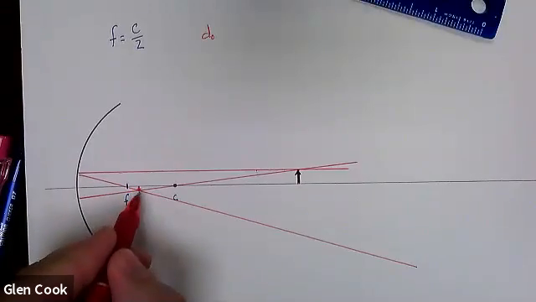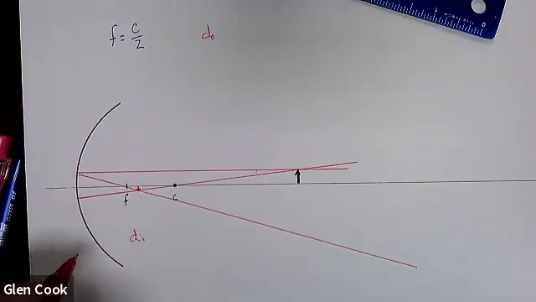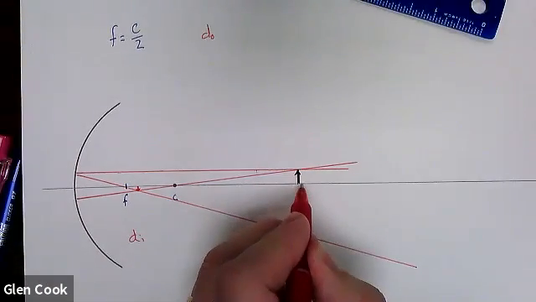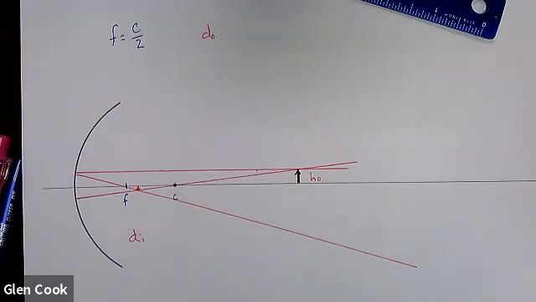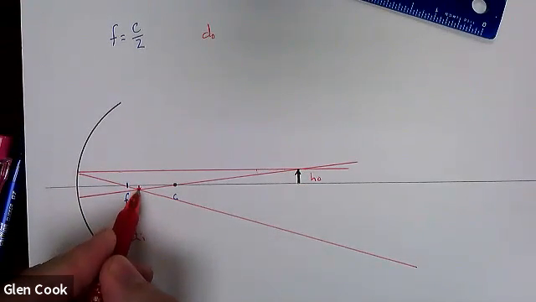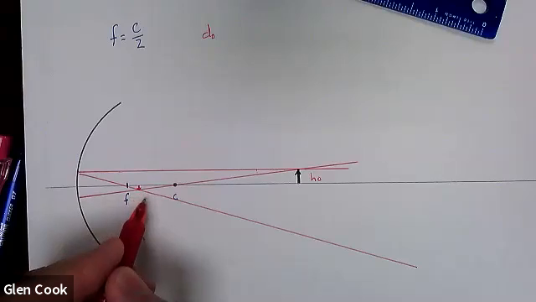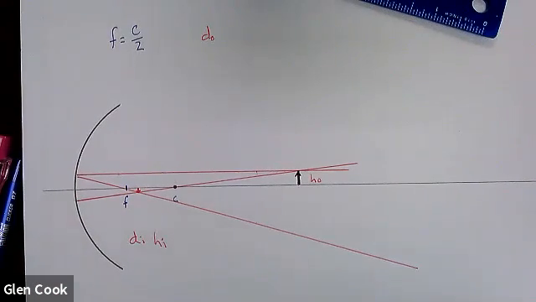Okay, the distance from the image to the mirror is called the image distance, labeled as DI. The distance from the center line to the top of the object is referred to as the height of the object, HO. The height from that center line to where the tip of the image would be is called HI, the height of the image. So we have these parameters we talk about.